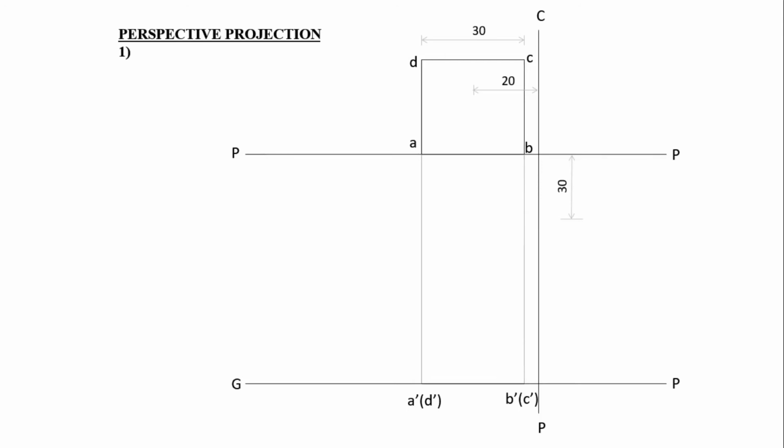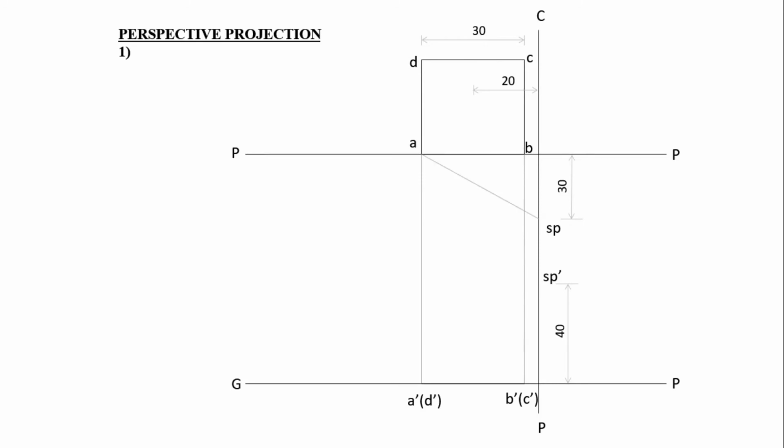Now we find the station point in the top view. In the top view, 30 mm in front of the picture plane, we mark the top view of the station point. Now the station point is 40 mm, not 10, 40 mm above the ground plane. So 40 mm above the ground plane, we mark the front view of the station point. SP is the top view of the station point and SP dash is the front view of the station point.